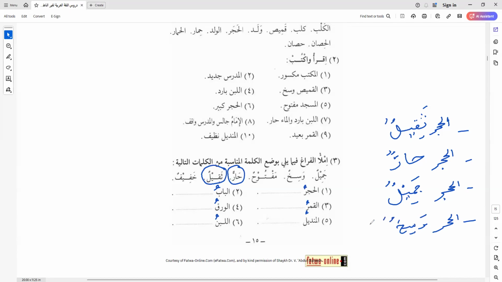Wasikhun. I have so many possibilities. And I can also say al-hajaru khafifun, right? Because sometimes a rock can be heavy or light in weight. So you can see that I have so many possibilities with the first sentence. But I can never say the rock is open, right? The rock is open. I don't know. How do you open a rock?